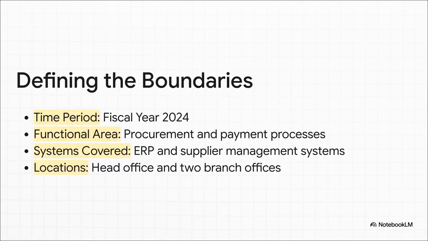And in practice, that itinerary has to be crystal clear. You're not just auditing the company. No way. You're auditing its procurement and payment processes, specifically for the 2024 fiscal year. You're covering the ERP and supplier management systems, and you're only looking at the head office and two specific branch locations. This level of detail, man, it's everything. It's non-negotiable for a smooth audit.